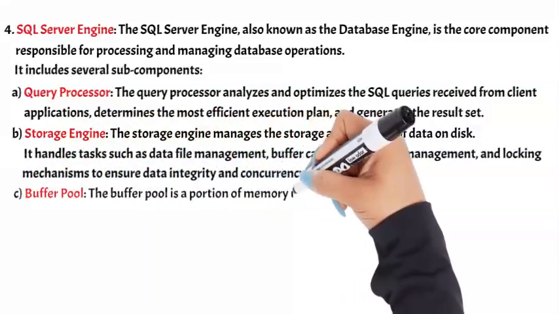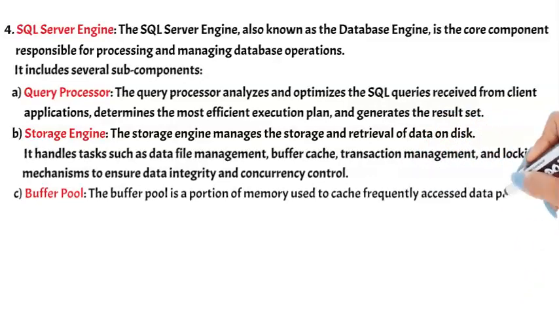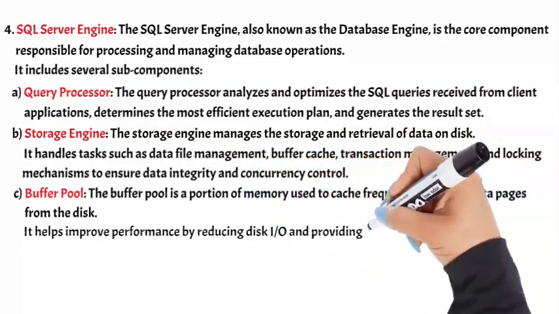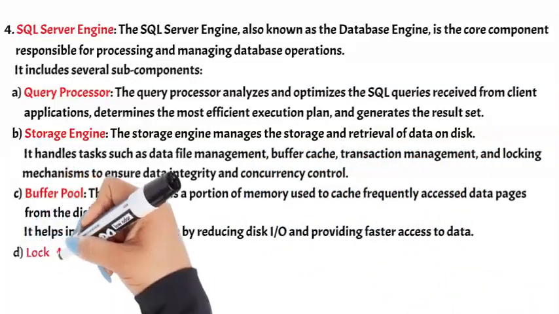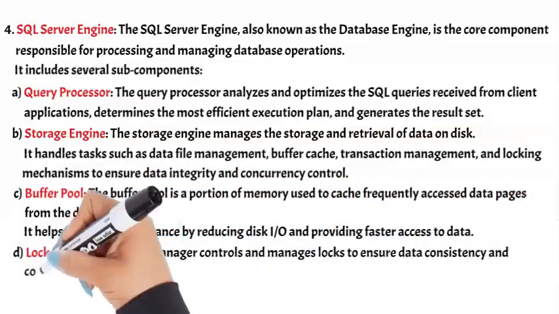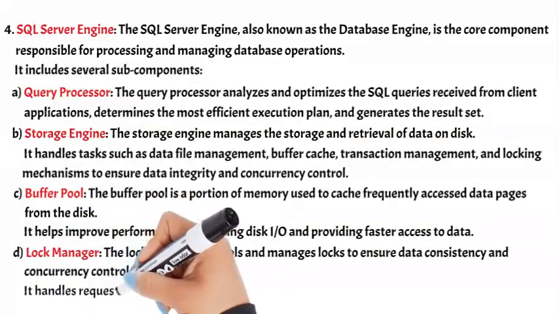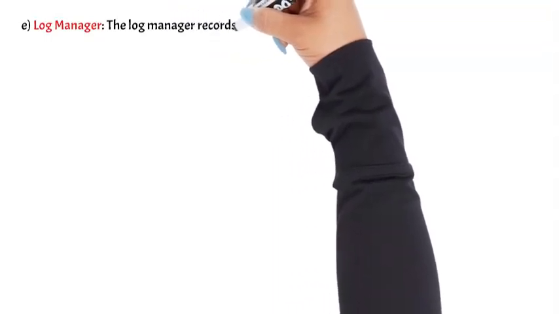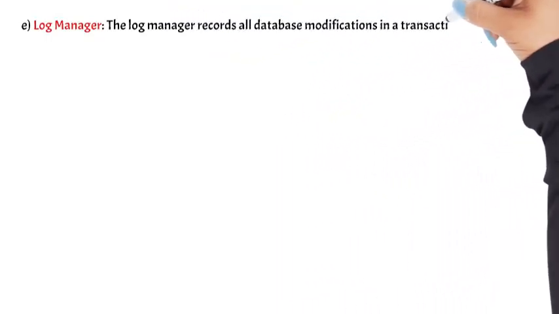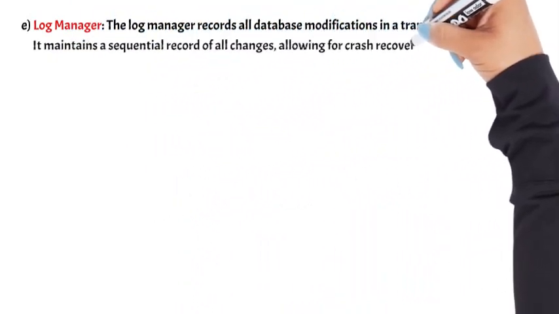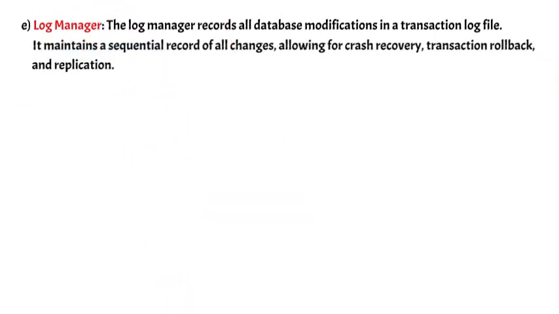C. Buffer pool. The buffer pool is a portion of memory used to cache frequently accessed data pages from the disk. It helps improve performance by reducing disk I/O and providing faster access to data. D. Lock manager. The lock manager controls and manages locks to ensure data consistency and concurrency control. It handles requests for shared locks, exclusive locks, and manages transaction isolation levels. E. Log manager. The log manager records all database modifications in a transaction log file. It maintains a sequential record of all changes, allowing for crash recovery, transaction rollback, and replication.